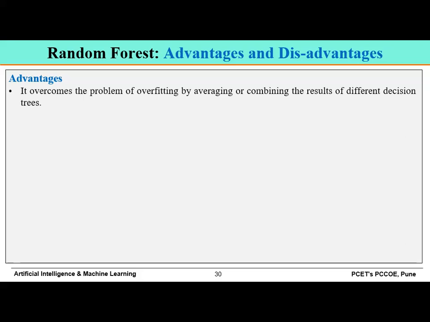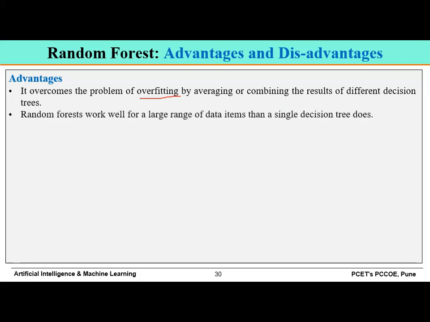It overcomes the problem of overfitting by aggregating or combining the results of different decisions. Okay, so if the word overfitting is new to you, we will discuss that in some of the lectures, but in case of random forest there is no issue of overfitting. Next. Random forest works well for a large range of data items that a single decision tree does not. Okay, so we have seen in the forest we have picked very small samples that will not cover the whole region. So more samples means more accuracy, right, and more stability.